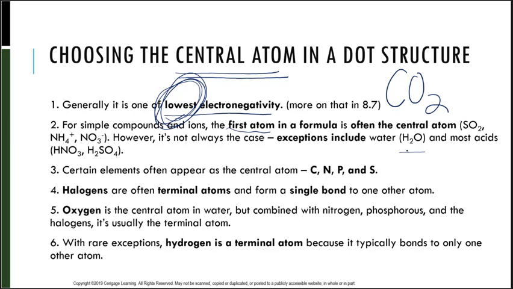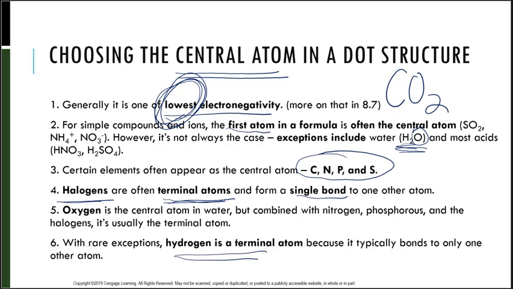There are some exceptions like water, H2O. There's only one O, that's the central one, and 2 H's around it. Certain elements often appear. Carbon, nitrogen, P, and S often are the central atoms. Halogens, the fluorines and chlorines, are often the terminal atoms because they form a single bond. Oxygen is a central atom in water, but combined with others, it's usually not the central atom. And then with rare exceptions, hydrogen is never a central atom. It's usually always attached as a terminal atom.